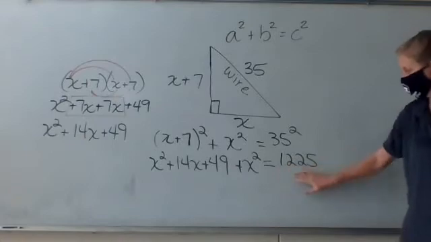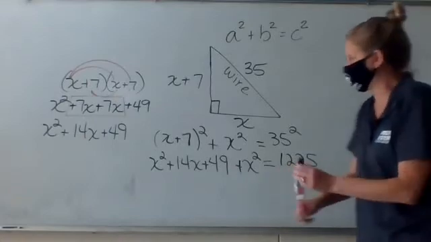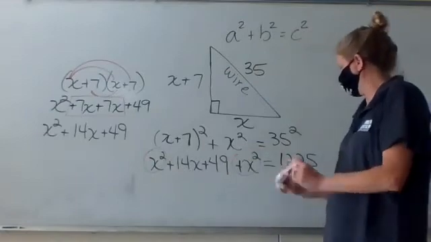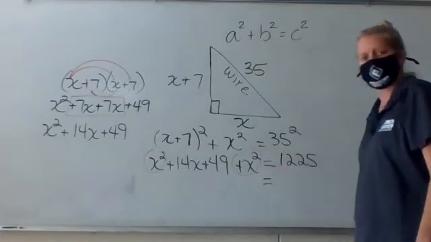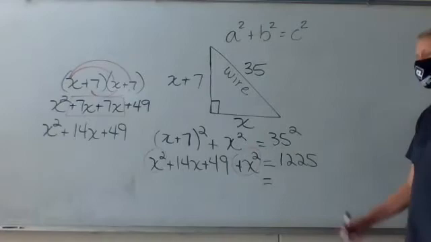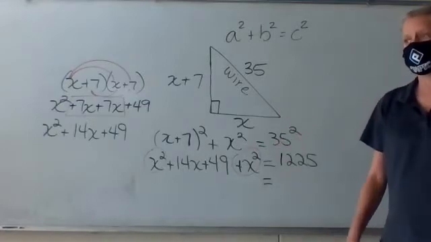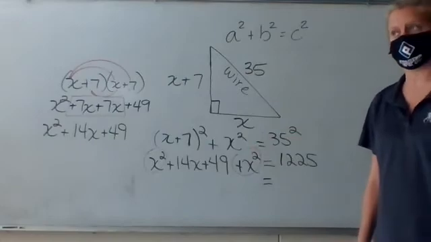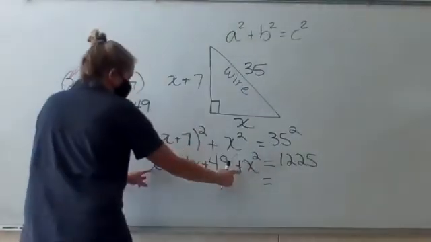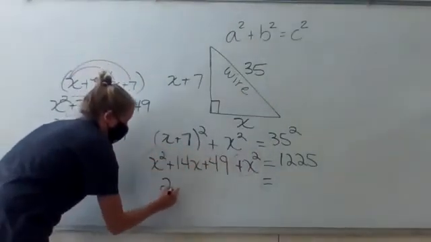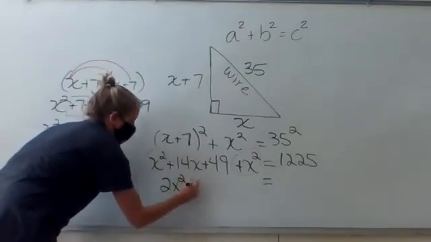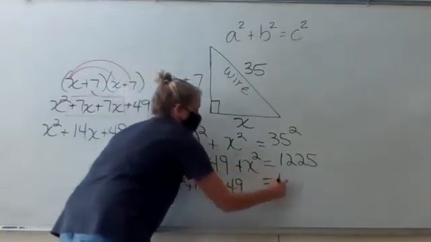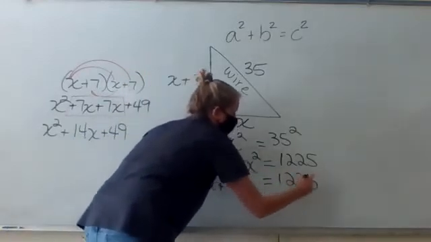So before I move this 1225 over here, I do notice on the left that I have an x squared and another x squared. Since they're on the same side of that equal symbol, they need to go together, right? So I actually have 2x squared over there. Rewrite this as 2x squared, and then just drop down to plus 14x plus 49, still equal to 1225.